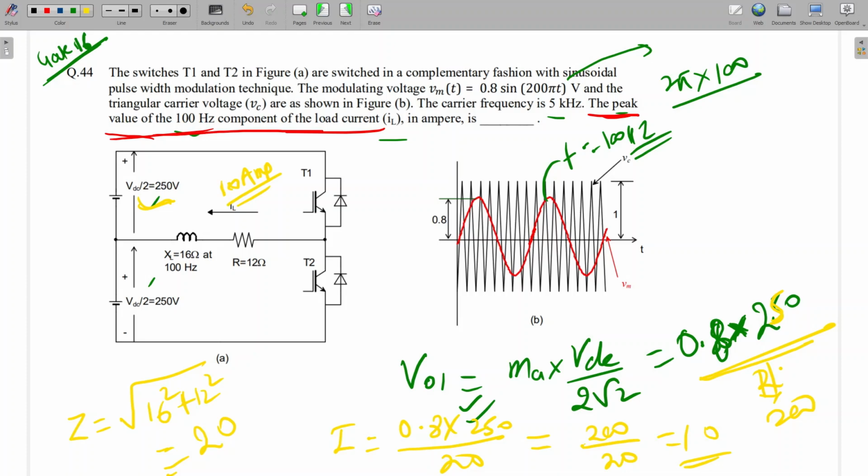Is it clear? Here we should be careful about what they are asking: the peak value of the current. So the peak value of the voltage V01 peak will be MA into VDC by 2, MA into 250. Is it clear to all?